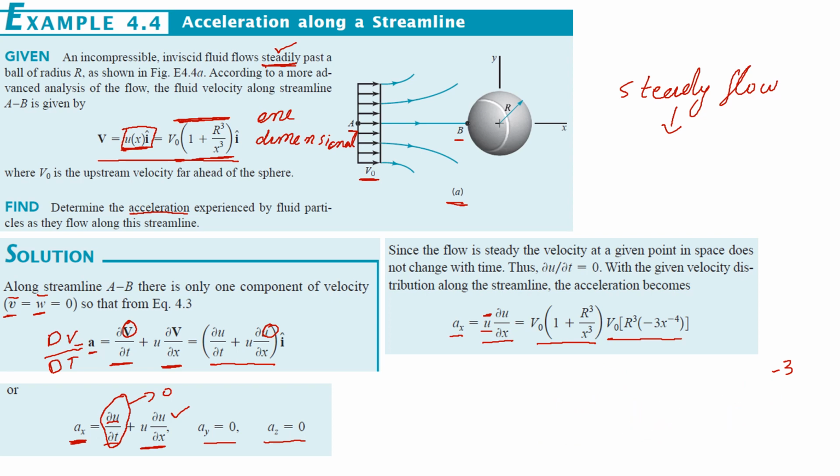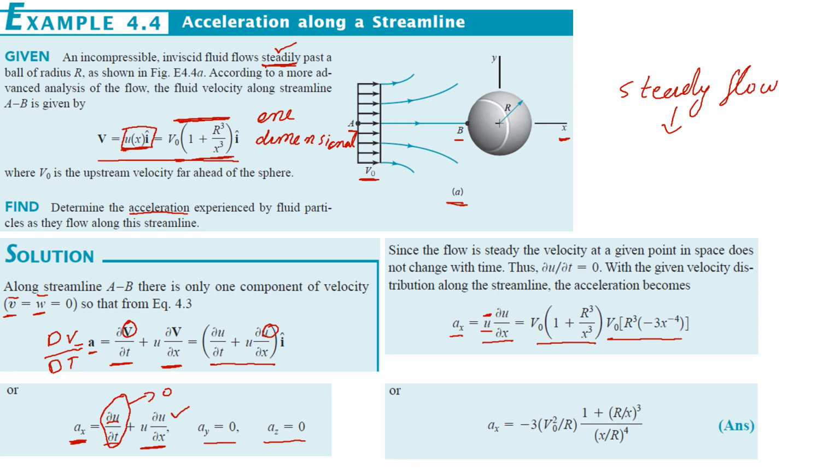Okay, and now going towards our final term. This is how our final term will look, and this was what was required to determine the acceleration experienced by fluid particles as they flow along the streamline. So now we have derived a term for acceleration along the streamline. In this case, that was along the x-axis, and now we have a term for that.